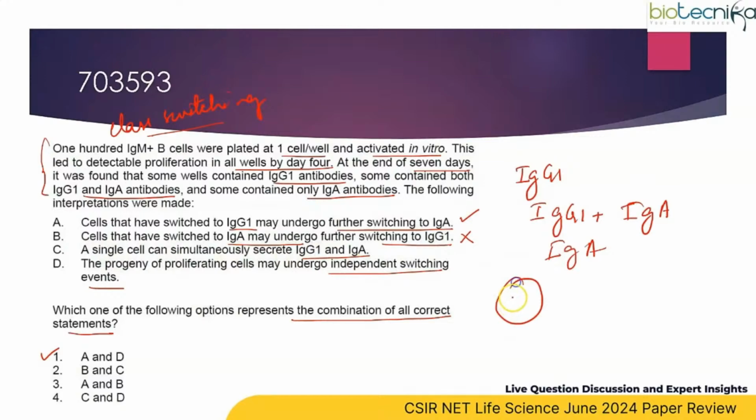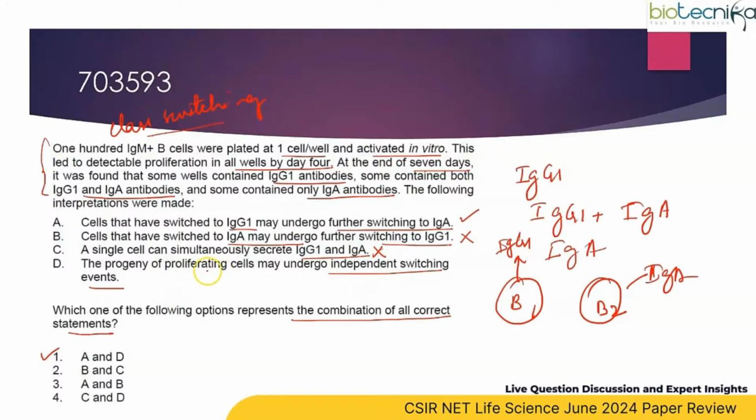C says a single cell can simultaneously secrete both. If it is a B cell, it can either secrete IgG1, or another B cell can secrete IgA. It can never happen that one cell will secrete both antibodies, because of allelic exclusion. So C is again incorrect.